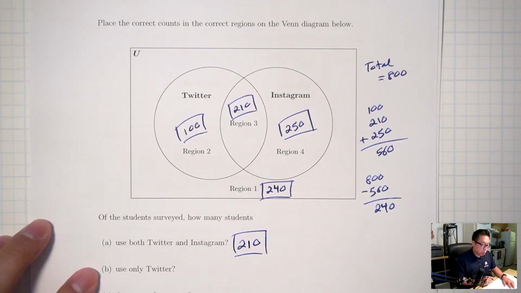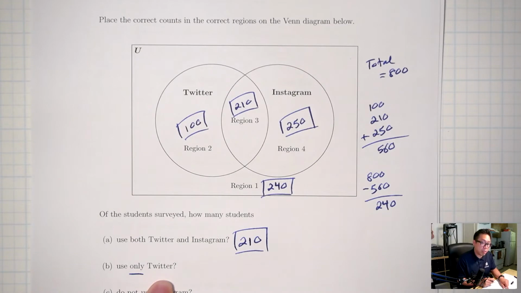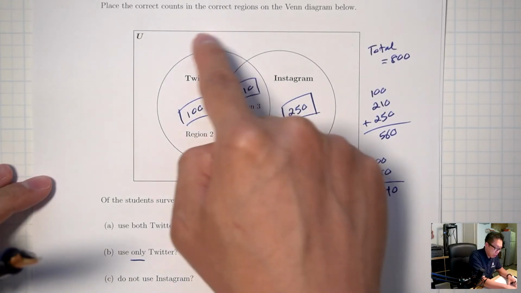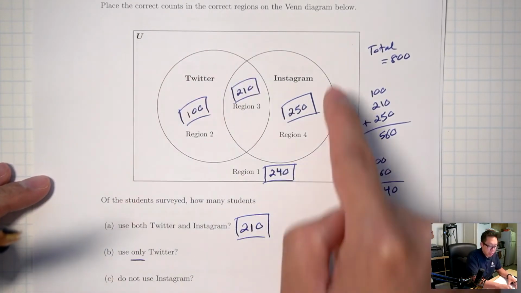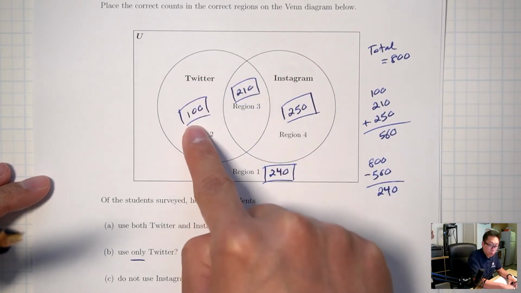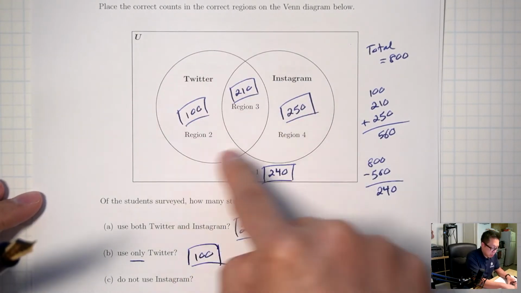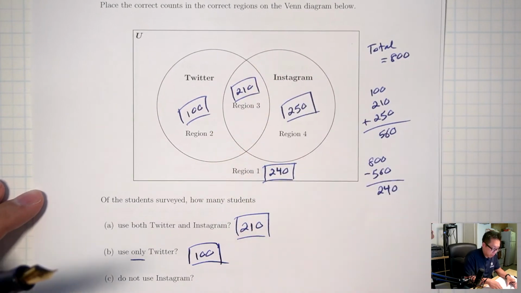How many people use only Twitter? So only means inside Twitter, outside of everything else. So what number is inside Twitter, but outside of the other circle? 100. Right? 100 is inside Twitter, but outside of Instagram.